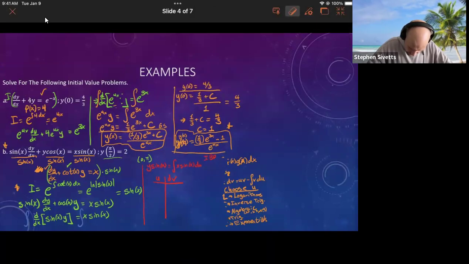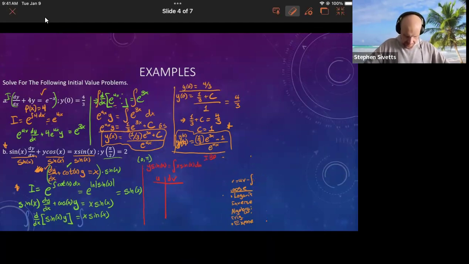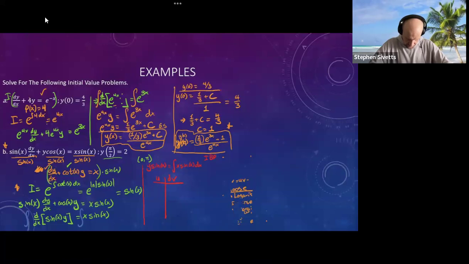So we're going to use that here, okay? So we have a product of functions, right? x times sine of x in our integral, okay? So let me just erase all of this here.